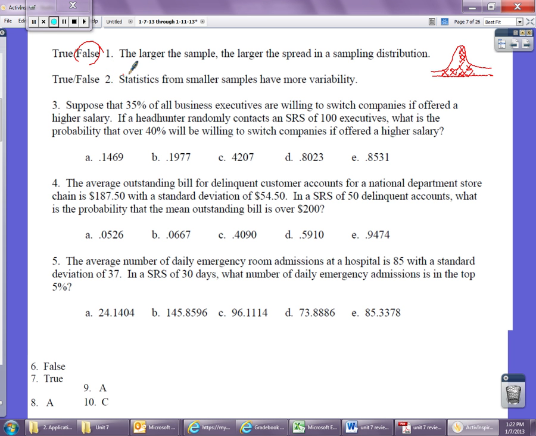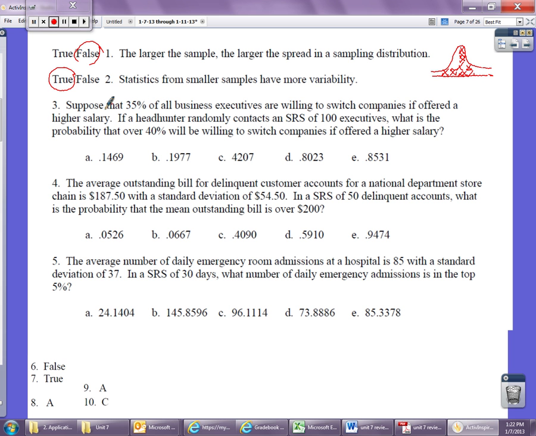For number 2, statistics from smaller samples have more variability. That is a true statement. And again, statistics from larger samples have less variability, so statistics from smaller samples have more variability. That just has to do with the number of items that you have in your sample.